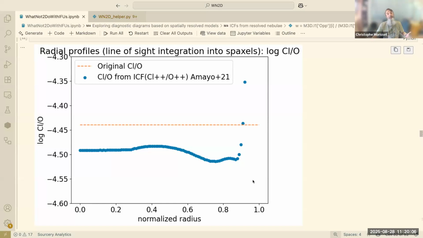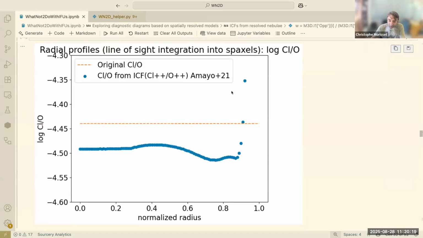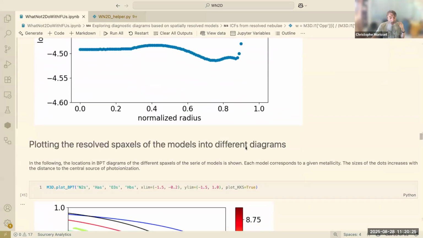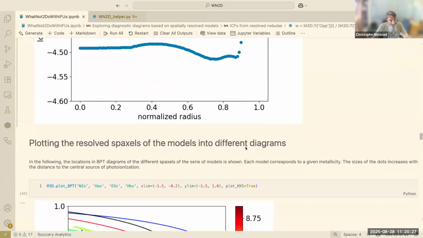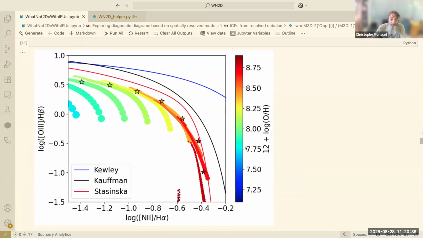And when you cannot compute the ICF, the W that enters the formula here would be very badly constrained in the outer part of the nebula because there is no O++. Okay, that's fine. Now let's go to the point that gave the title of this plot, what not to do with IFU. So the point here, let's plot the models in the BPT diagram.